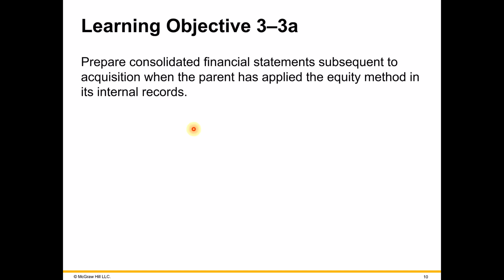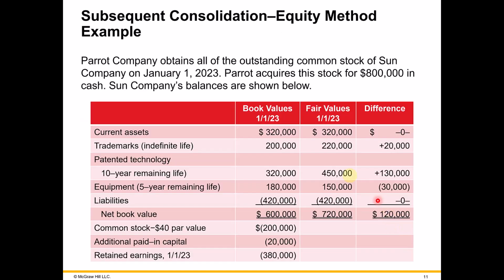So let's take a look at an example where we're going to be preparing a consolidated financial statement after the parent has acquired the sub. Not at the date the parent acquired the sub, but at the end of the year or subsequent years after the acquisition took place. So in this example, we're using the equity method, not the partial equity or initial value method. Also, we're preparing a consolidated financial statement at the end of the first year. The acquisition took place at the beginning of the year.